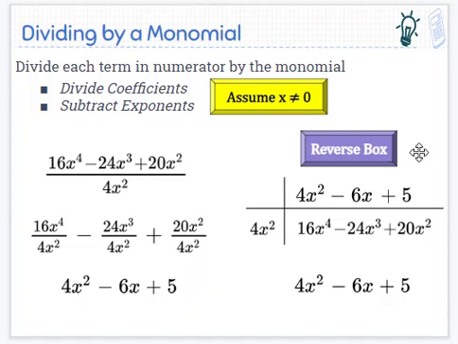Now, the reverse box method is basically you're dividing what's in this section here by this part here. That's all you're doing. For the most part, you're just going with the stick. Usually you stick with this method here.